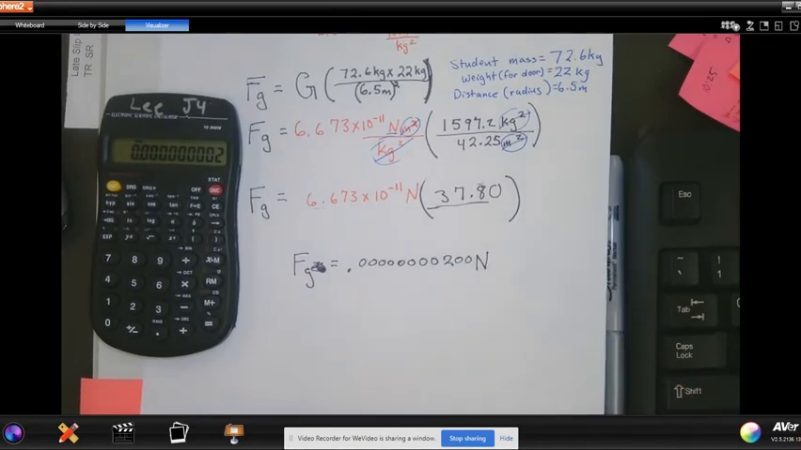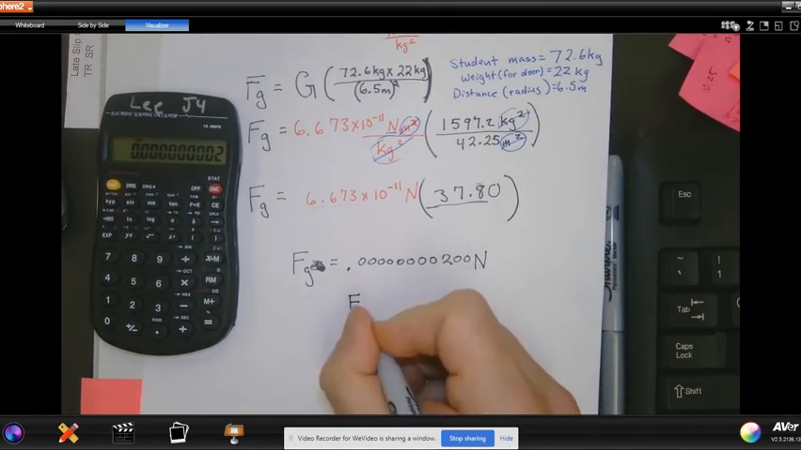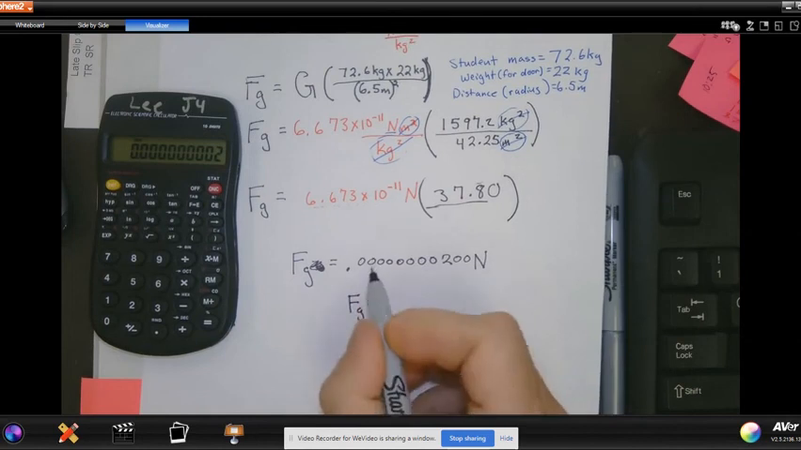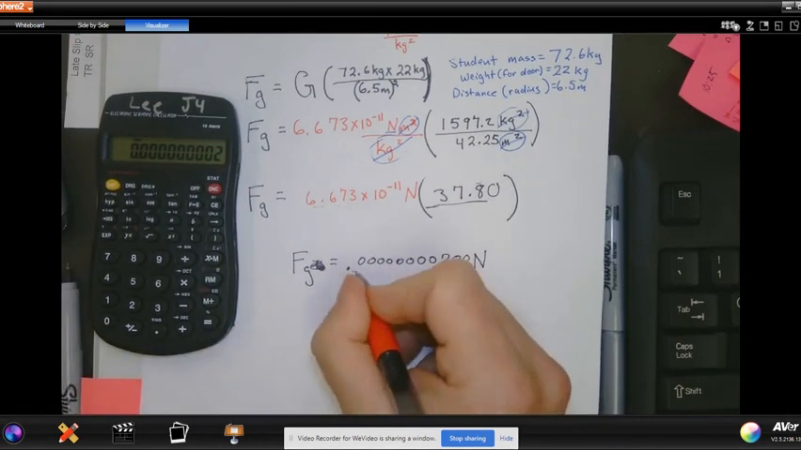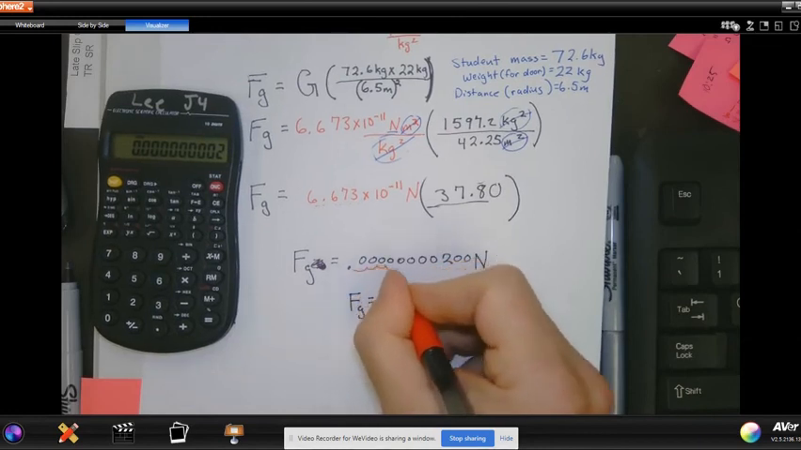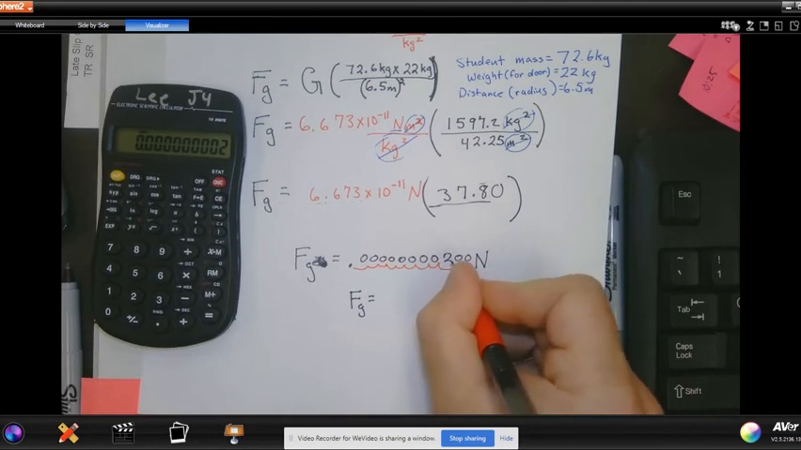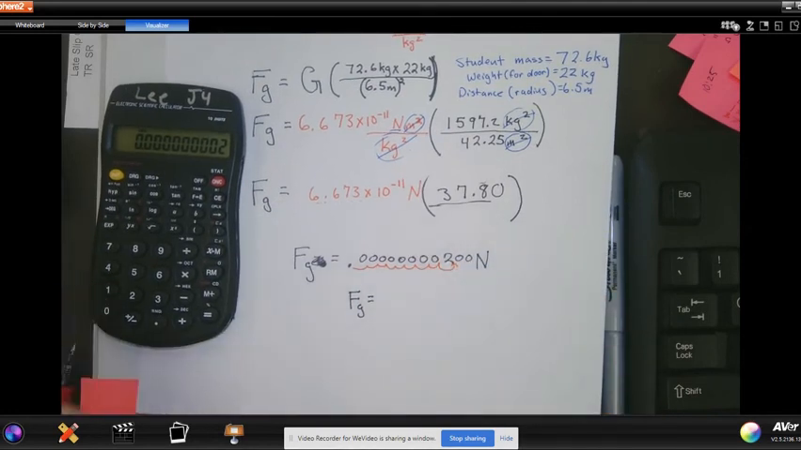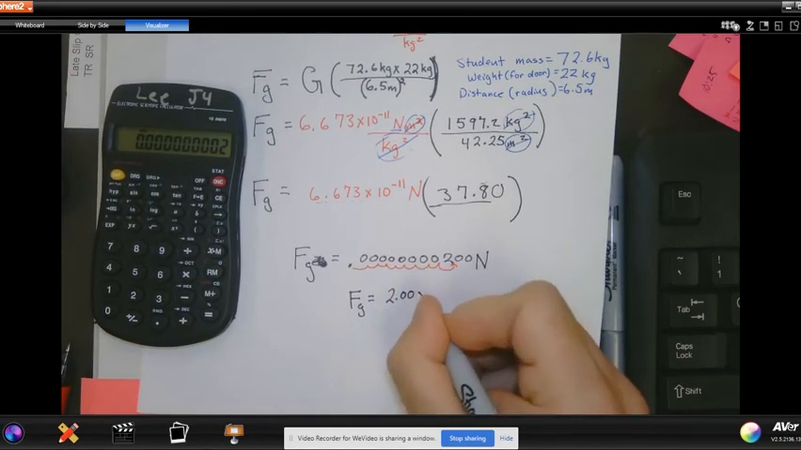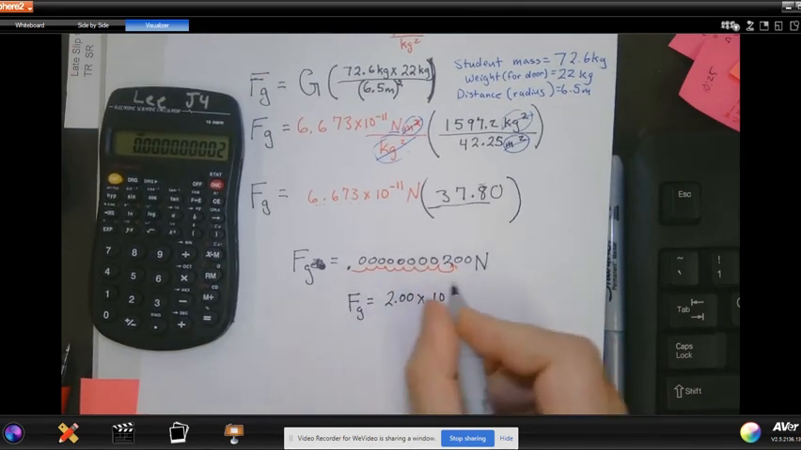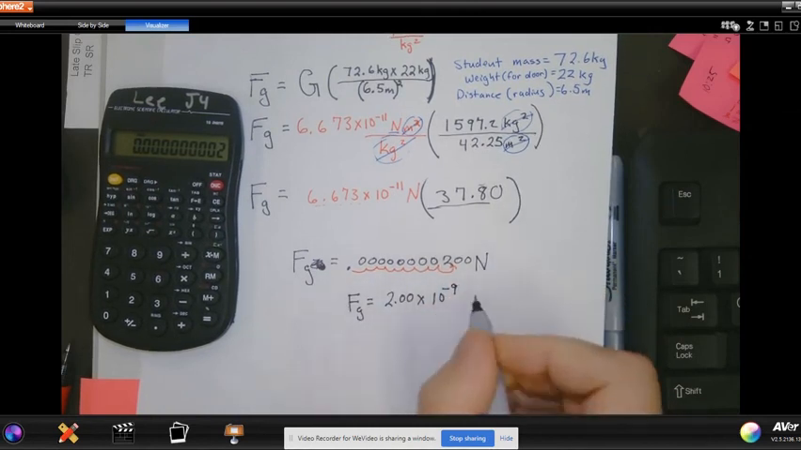Now that looks a little weird to me. That's a lot of zeros. It's hard for me to comprehend that. So I'm going to write this again in scientific notation. Force of gravity equals, and how many times am I going to move my decimal point over? Well, I'm going to do it 1, 2, 3, 4, 5, 6, 7, 8, 9 times, which leaves me with the answer of 2.00 times 10, and this is going small, so -9.